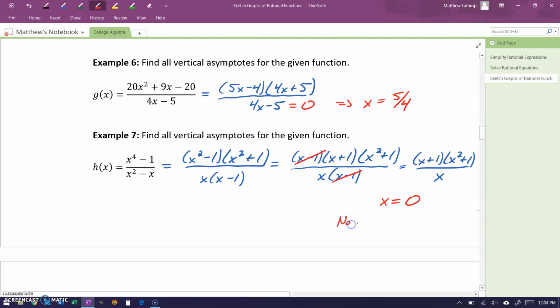And we want to specifically note that there will not be an asymptote at x equals 1. Even though the domain of our function restricts x equals 1 from being included, we only have an asymptote at x equals 0, because we always consider that simplified function and then identify any zeros in the denominator.